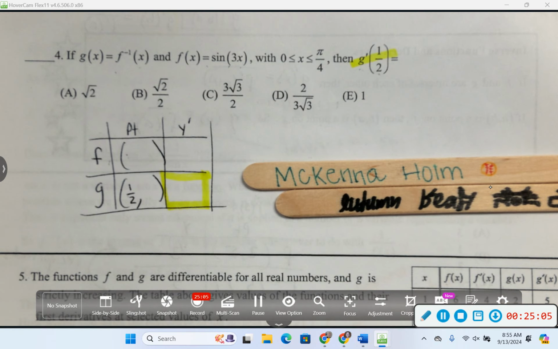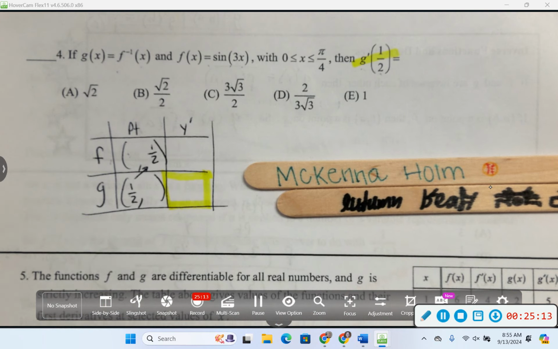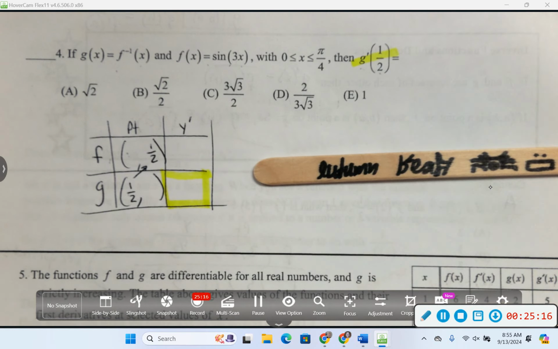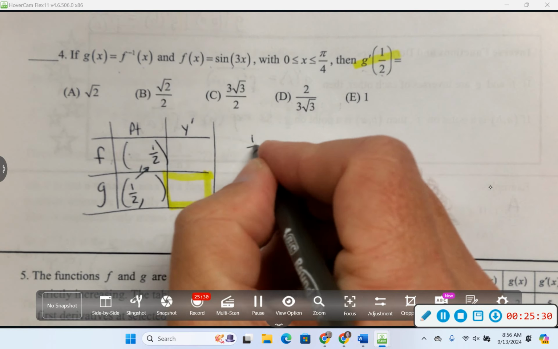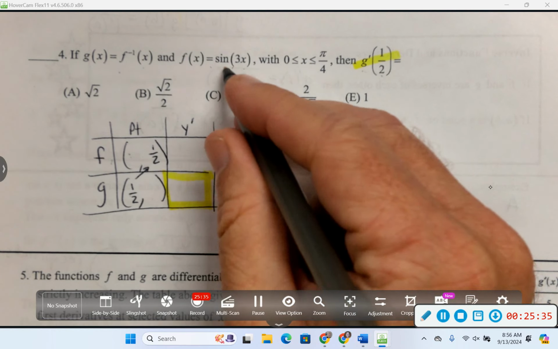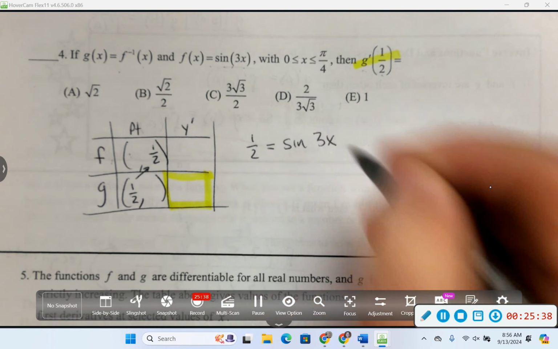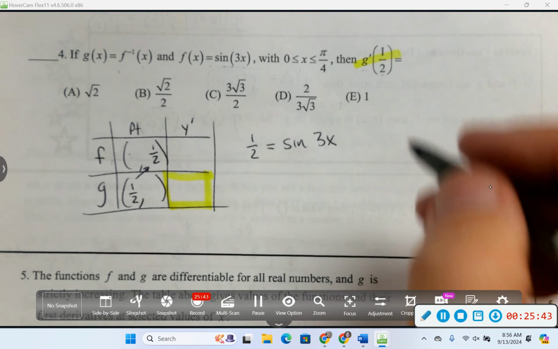So McKenna, how does that help? What do I do next? It's the y value. Yep, that means it's the y value of the f. Autumn, so what do I do next? Well, you plug it in. Okay, I like that. Plug it in where? As the y. As the y for the f. For the f, yeah, because we don't even have g. So 1/2 equals sine of 3x. Oh, now I got a pre-cal problem to solve.